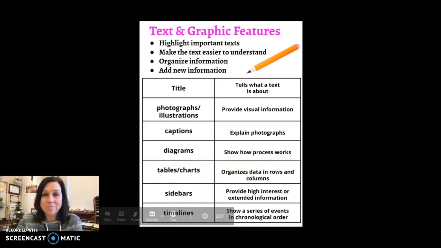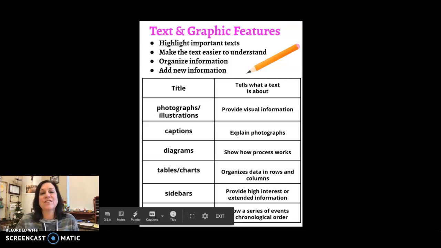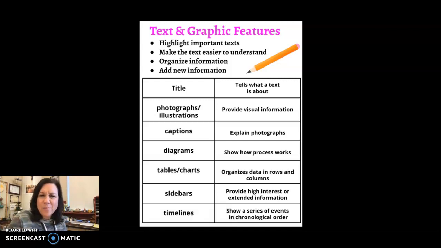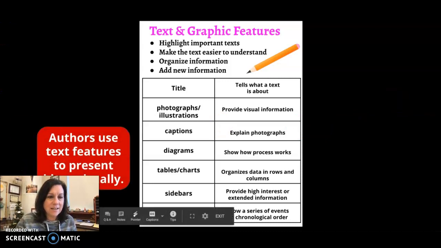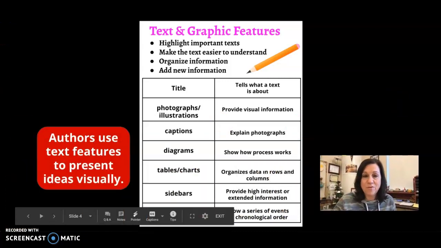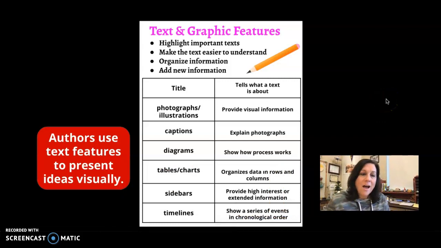Okay, so we're going to take a look at text and graphic features. You are going to highlight important text, make the text easier to understand, organize it. It organizes information, adds new information. So let's take a look. I'm going to move myself around so I'm not in the way. Authors use text features to present ideas visually.